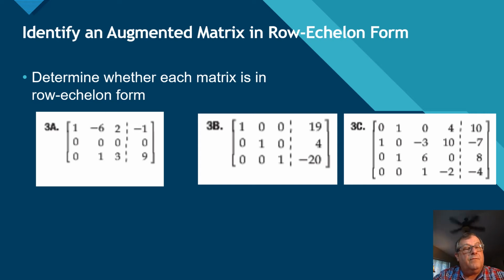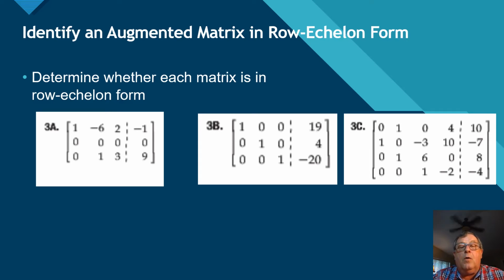Well, we're studying solving systems of equations, and we've talked about augmented matrix, and now we're beginning to move towards augmented matrix in row echelon form. And here we're asked to identify an augmented matrix in row echelon form. And so we have three examples of this, and we're trying to determine, are these in row echelon form?